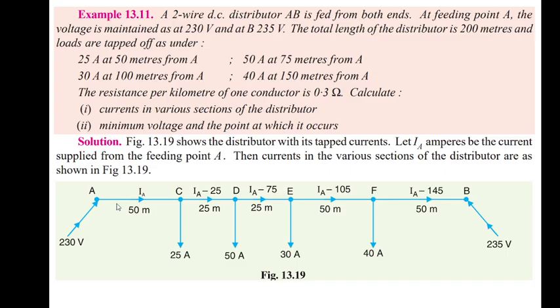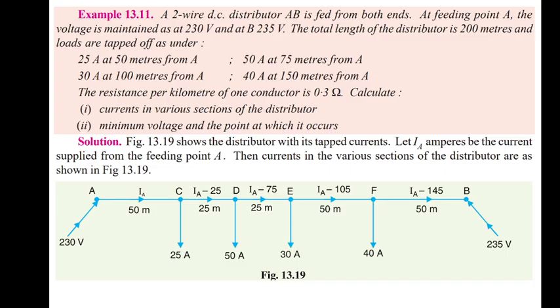You can see different loads here: 25 amps at 50 meters, 50 amps at 75 meters from point A, 30 amps at 100 meters, and 40 amps at 150 meters from point A. The resistance of each conductor is given as 0.3 ohm per kilometer.